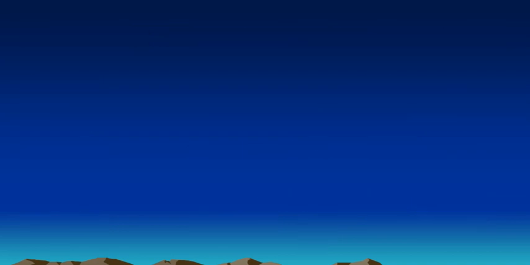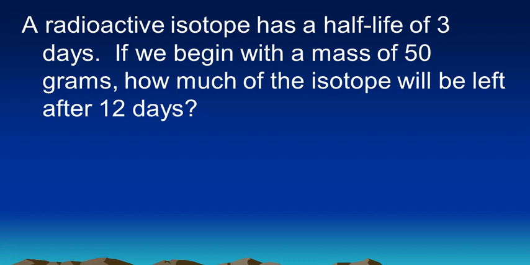Let's try a few problems and see what we're talking about. In this problem, it says that a radioactive isotope has a half-life of 3 days. If we begin with a mass of 50 grams, how much of the isotope will be left after 12 days? I strongly recommend to students in first-year chemistry that instead of trying to turn this into a mathematical equation, which is possible, the best thing to do is just to set up a chart, a diagram that shows how this is decaying. So what I like to encourage students to do is we start with 50 grams.